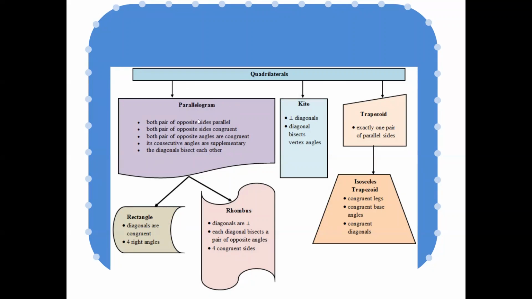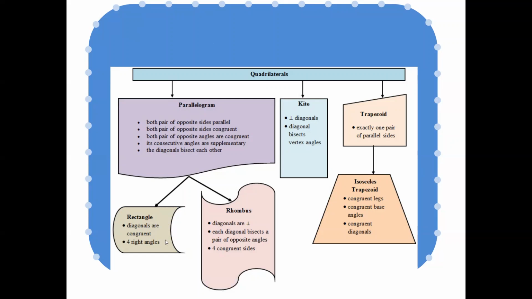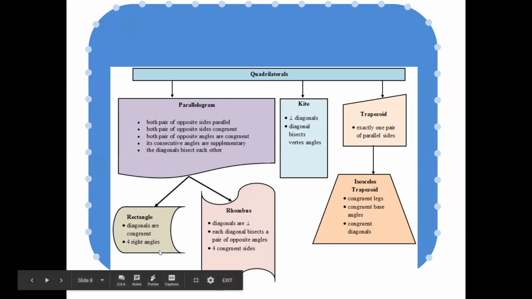As you can see, under a parallelogram, we also have rectangle and rhombus, since both of these share properties of a parallelogram. So all these properties here also apply to rectangles and to rhombi. An additional property of a rectangle that a parallelogram doesn't necessarily have is that diagonals are congruent and that they have four right angles. So a parallelogram can have this, but it won't be true for every single parallelogram, only when it happens to be a rectangle.